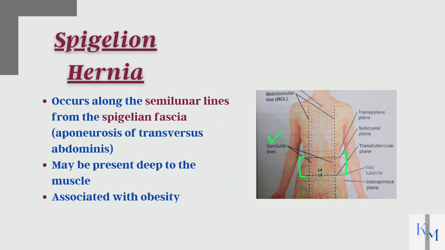These usually occur in the 4th decade of life, and may be related to obesity. One point to remember is that they occur along the semilunar lines. As you can recap from this picture, the region that I have highlighted with green is mostly the region for spigelian hernias to occur, but it can occur anywhere along these lines. It results from a defect of the spigelian fascia. Spigelian fascia is basically the aponeurosis of the transversus abdominis muscle.